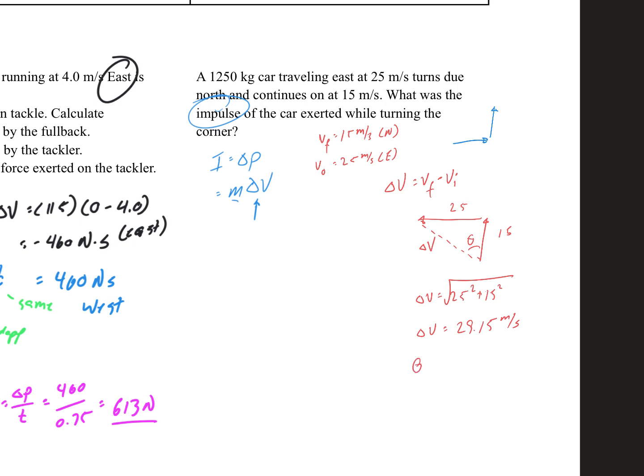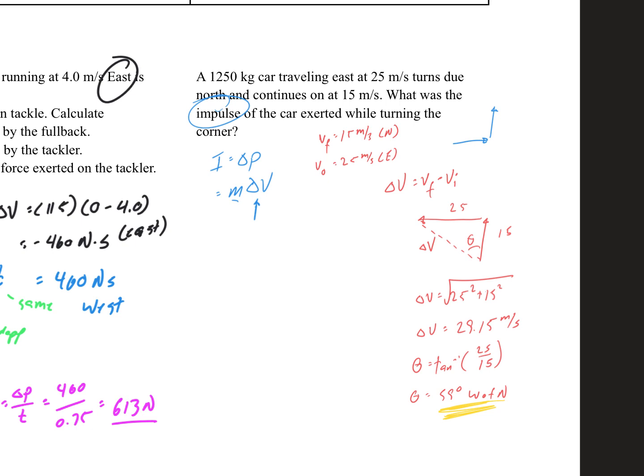So we can use our inverse tangent. 25 over 15. So I'm going to get an angle of about 59 degrees west of north. So these ideas of directions and stuff is going to come back and haunt us for a little while.